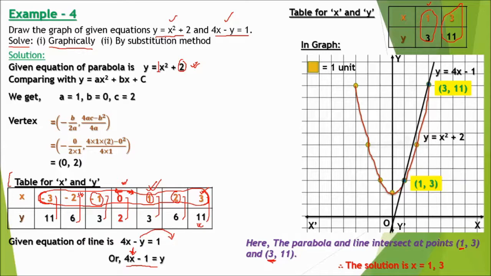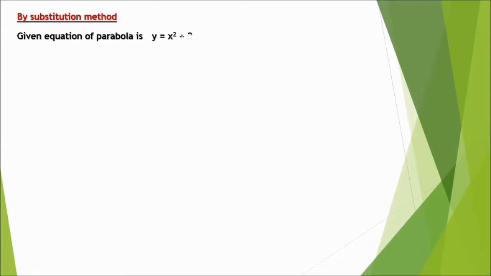Now, there is still the substitution method remaining to do. So let's move to another slide. Substitution method. The given equation of the parabola is y is equal to x square plus 2, and the given equation of the line is 4x minus y is equal to 1.